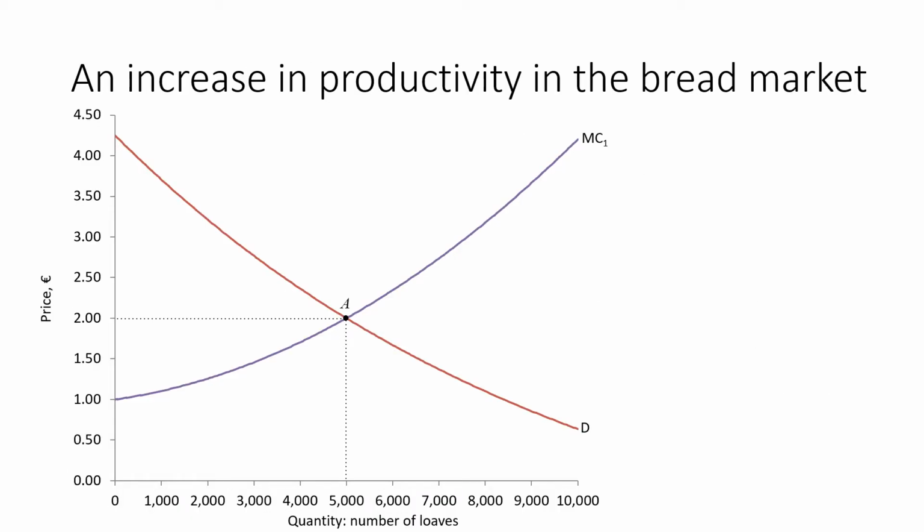I want to return to the example of the bread market that we used on Monday. So recall, in the bread market, there's a marginal cost curve, which shows the marginal cost of producing loaves at a bunch of different bakeries. Remember here, the idea was we have 5,000 loaves produced in equilibrium, sold for €2 each. We had 50 bakeries, so each bakery was producing 100 loaves.